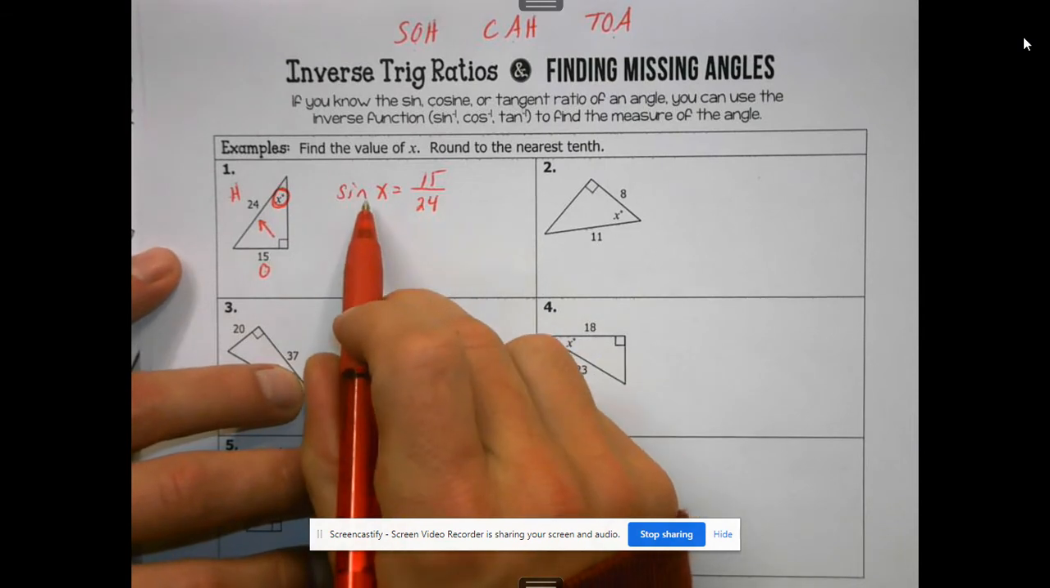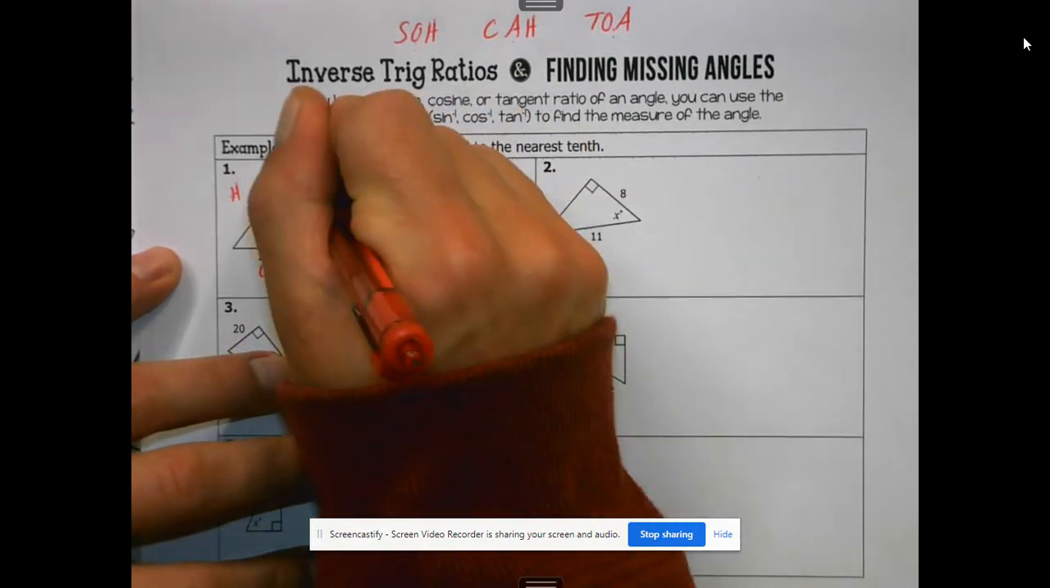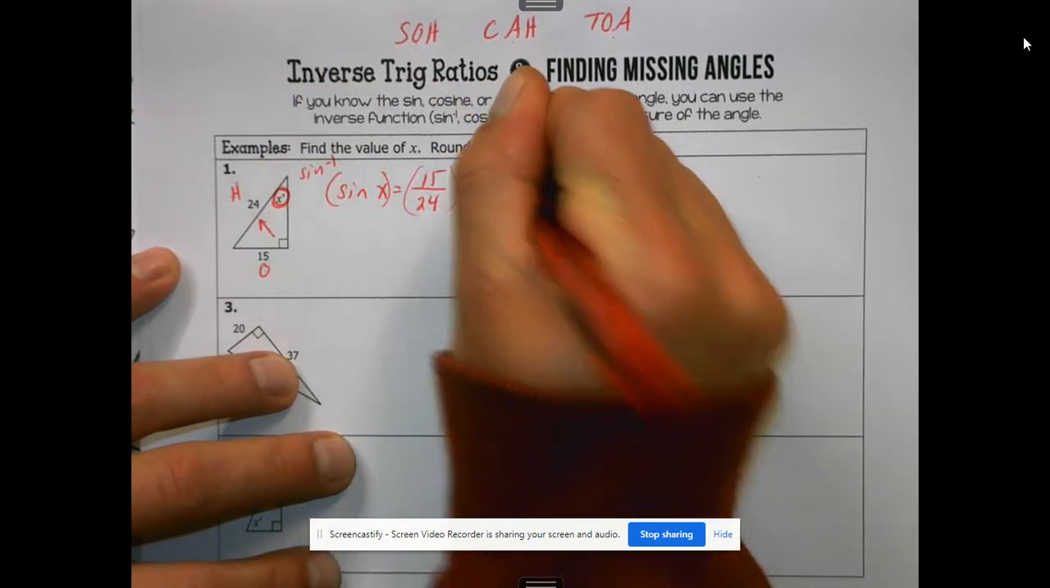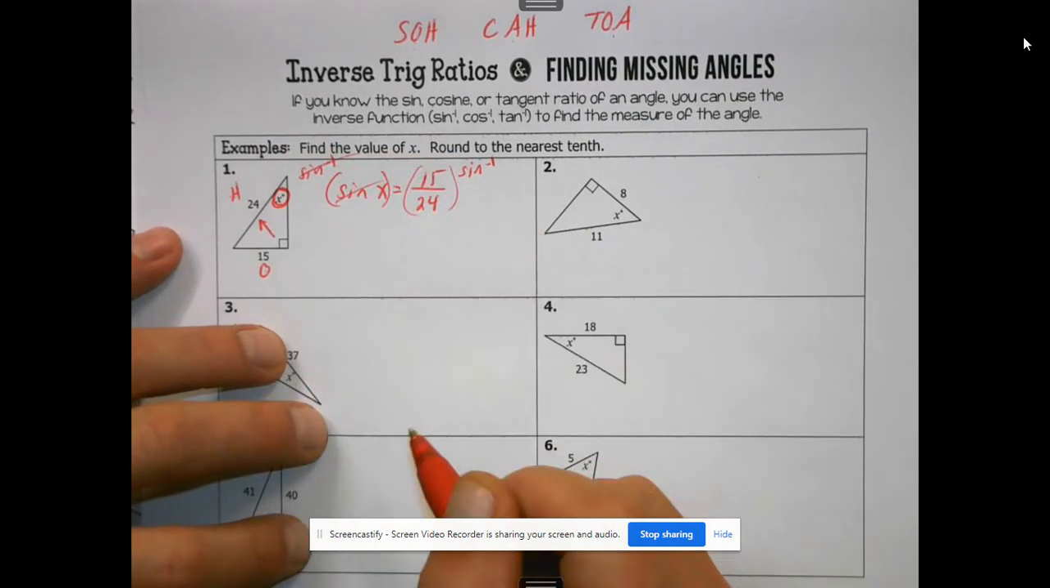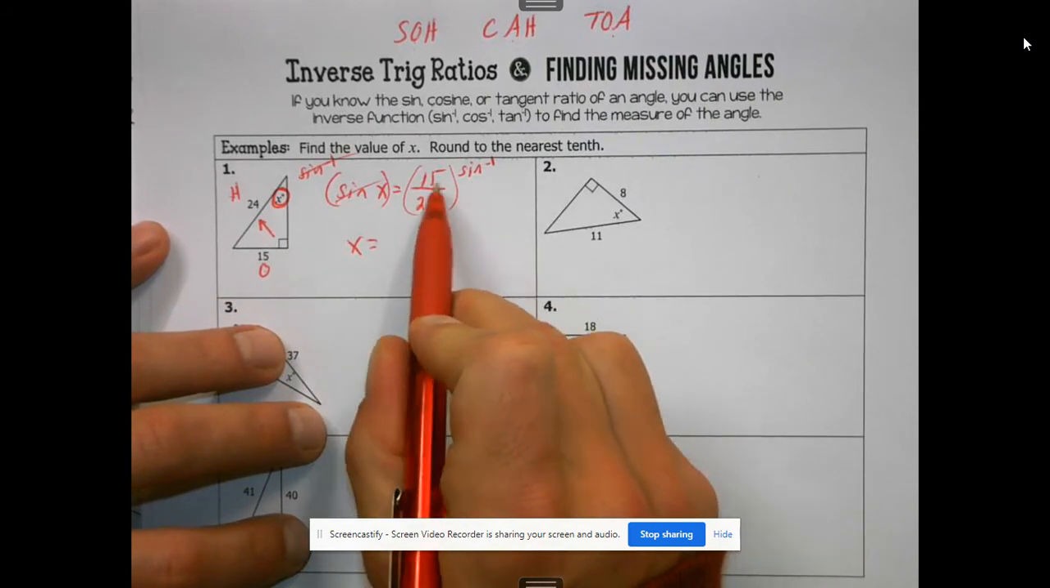Okay, so what you have to do to solve for X, you're going to multiply both sides by the inverse of that trig ratio. In this case, it is sine. What happens is these guys cancel out. You're just left with X. And then we type in inverse sine times this fraction.